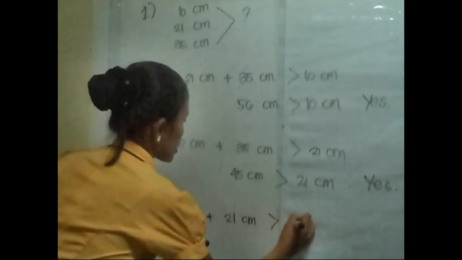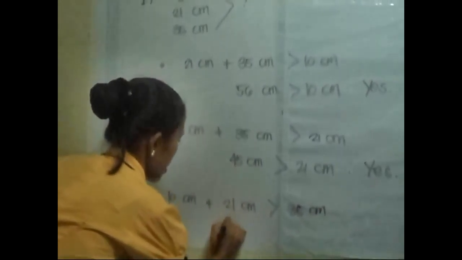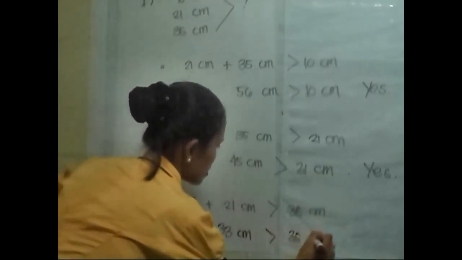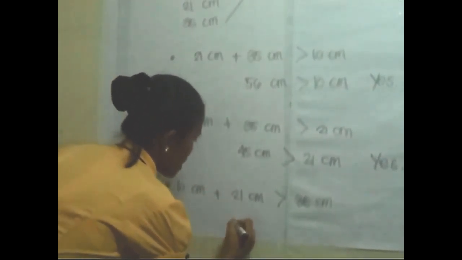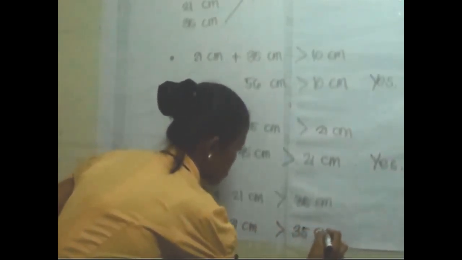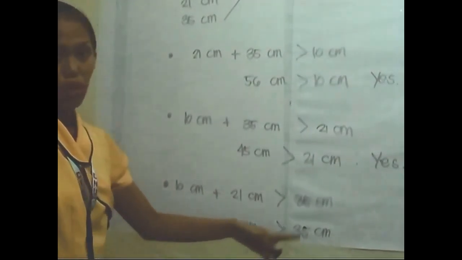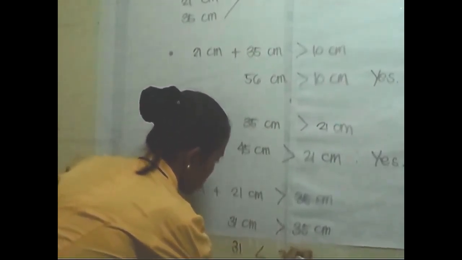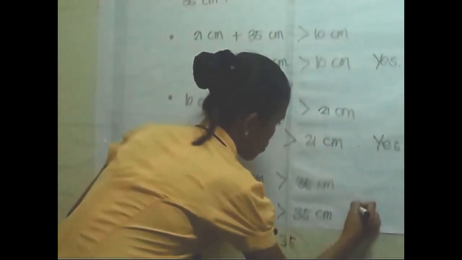And lastly, we have 10 centimeters plus 21 centimeters. Is it greater than 35 centimeters? So 10 plus 21, we have 31 centimeters. Is it greater than 35 centimeters? Yes or no? 31 is smaller than 35. That means this is no.